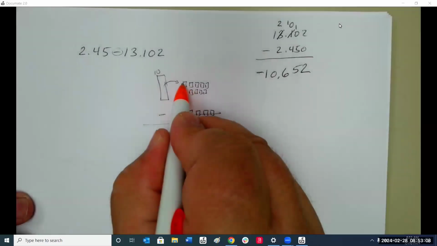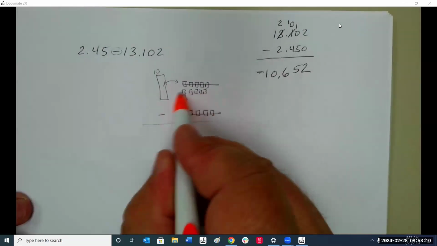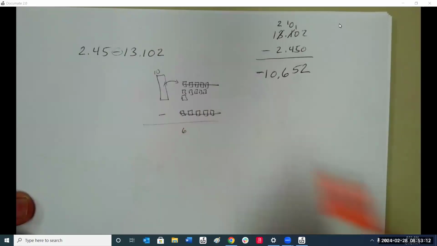So these 5 and those 5 cancel, which leaves us 6. So again, that is very important. Make sure the kids understand that.